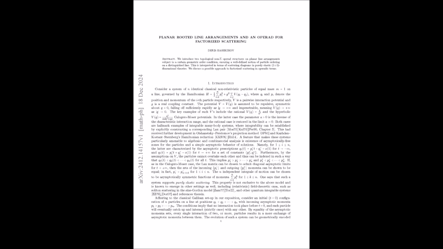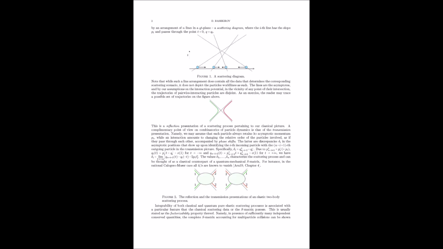So instead of looking at individual scattering diagrams, we can start combining them, like building more complex scenarios from simpler ones. But how do we actually represent these arrangements within an operad? What are the building blocks? Well, each element in L is what we call a planar rooted line arrangement. Imagine you have a plane, and on this plane there's a distinguished horizontal line. We call this the root.